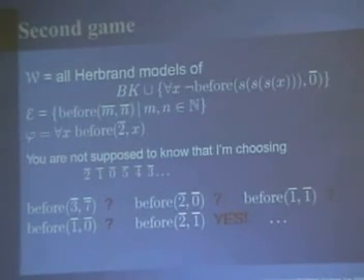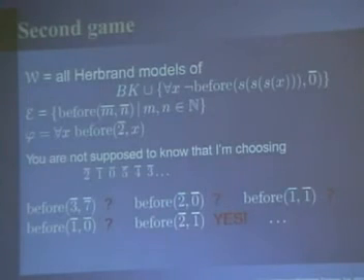Let's take another game, and it's slightly more complicated. Are we having too many games? W is the set of all Herbrand models of the background knowledge plus an extra condition. Now, can you try to tell me what that extra condition is?